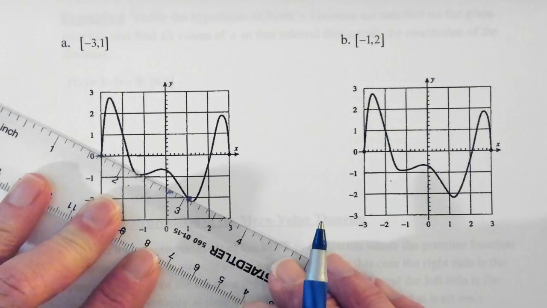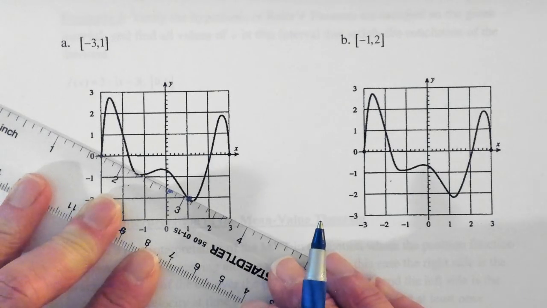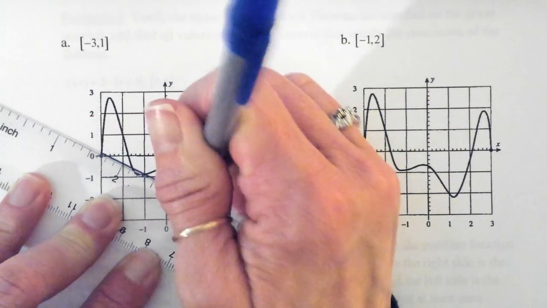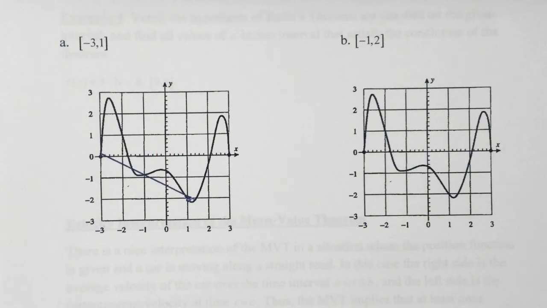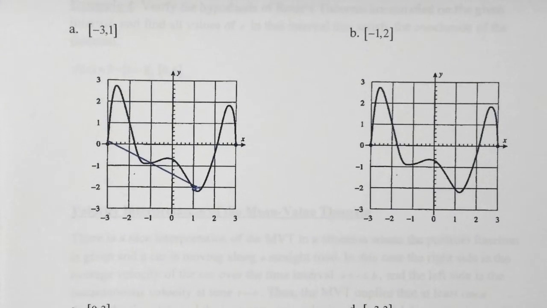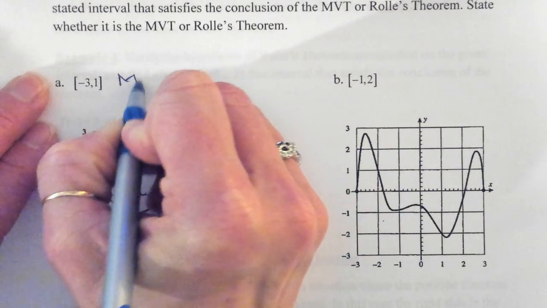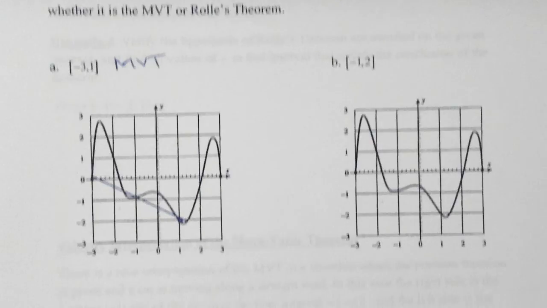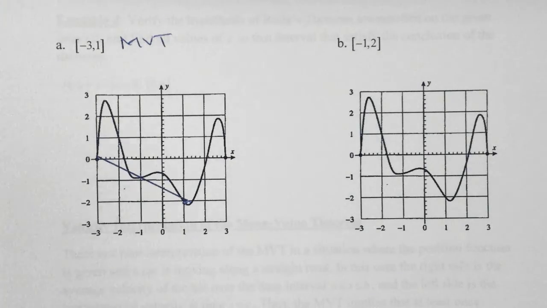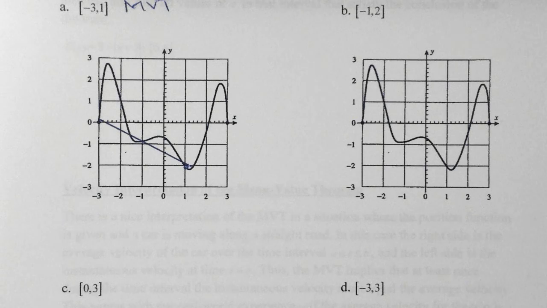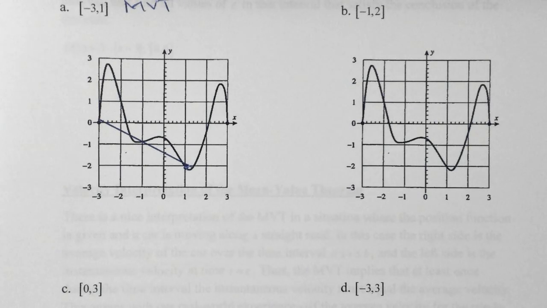So if I were to draw a secant line from here to here, first of all, if it's not a horizontal line cutting through the curve, is this Rolle's theorem? No, this is specifically MVT, because the slope of this secant line is not 0. So if you had to identify the theorem, it's either MVT or Rolle's. It's definitely not Rolle's.